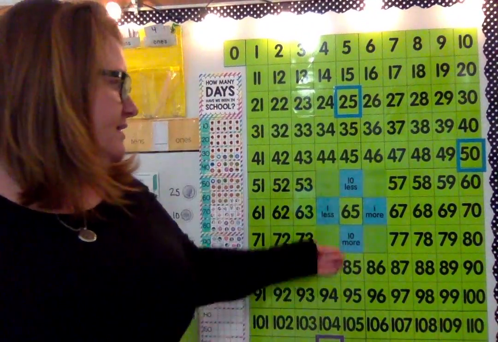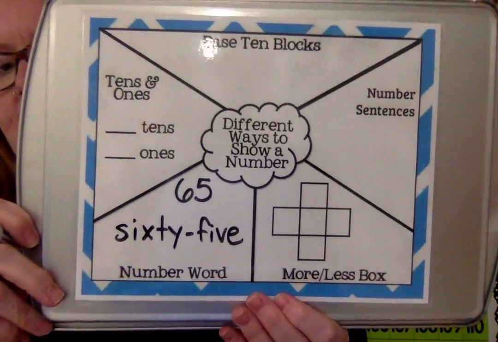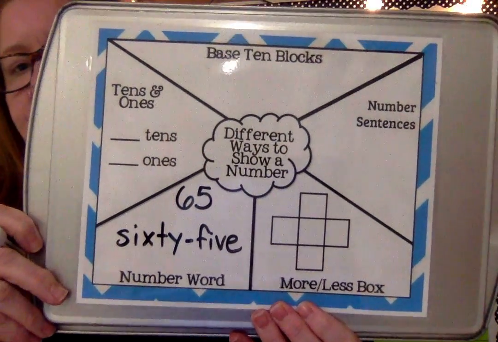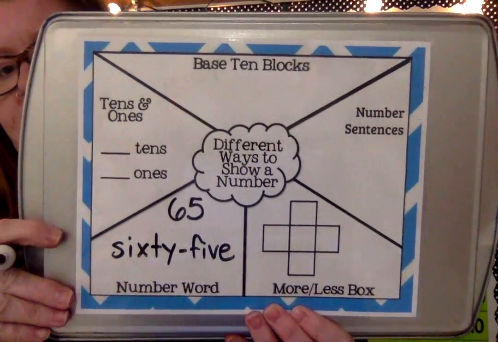Okay, let's see what our number today is. Today's number is 65. Here it is, 65. So if I want to write 65, the numeral is a 6 and a 5. If I want to write the number word, we have 60, S-I-X-T-Y. Then our number word for 5 is F-I-V-E. That's how we write it.